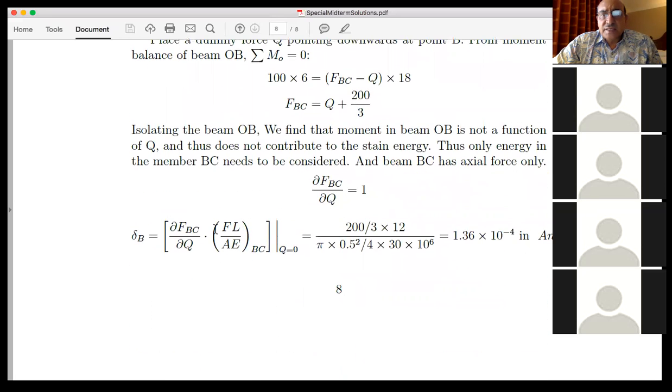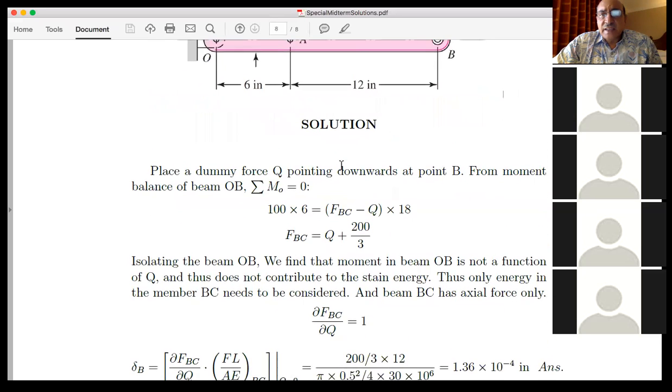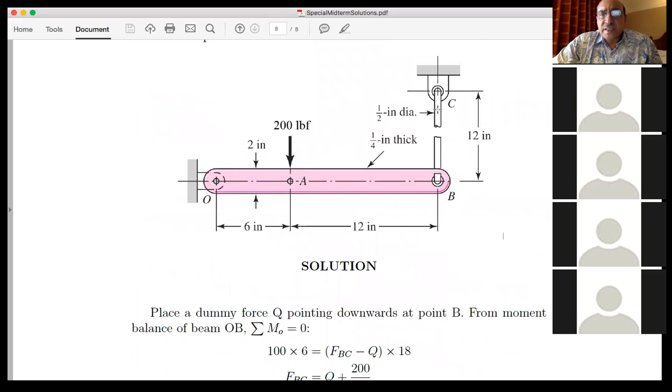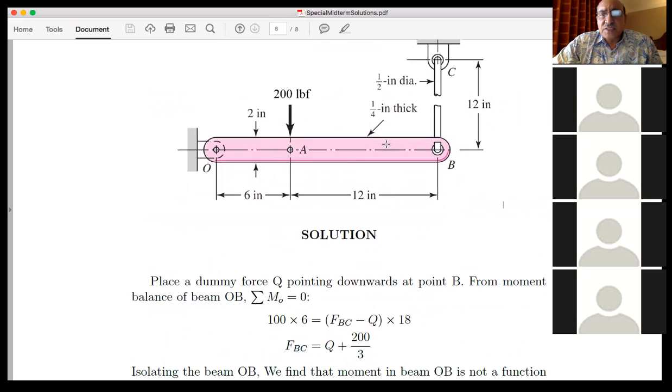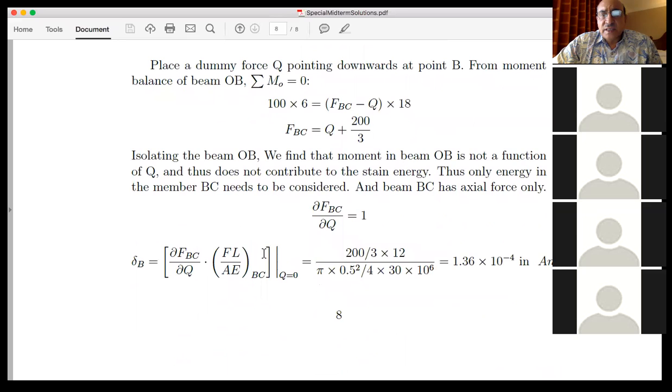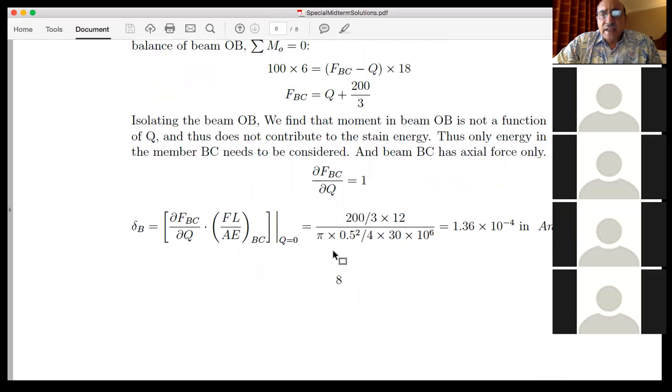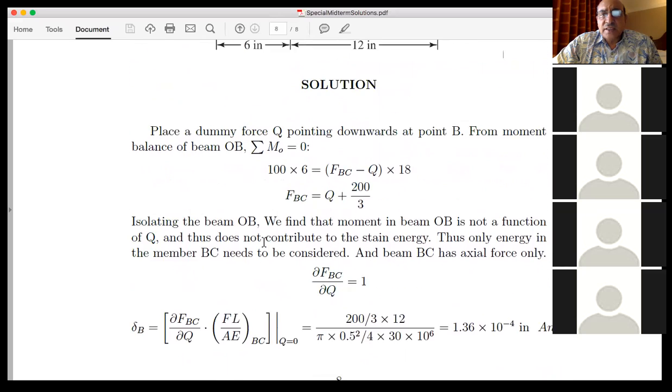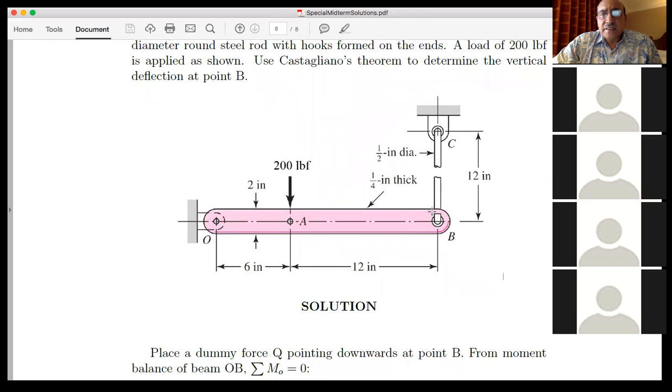We have to take dF by dQ times dF because we have an extension for this member here, CB. It will be under extension, so it will be the extension part, and then we compute the deflection based on the extension of that member.